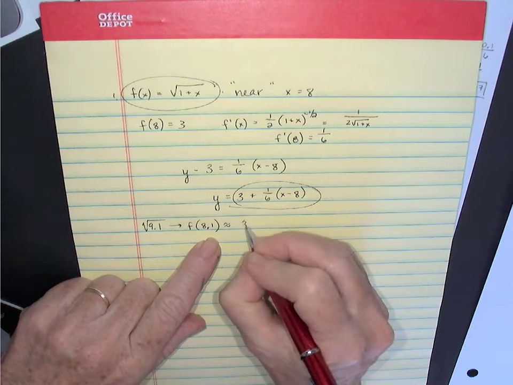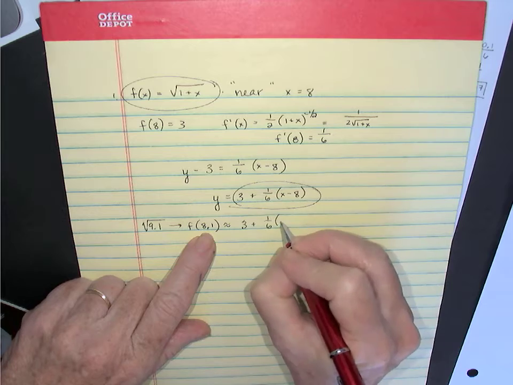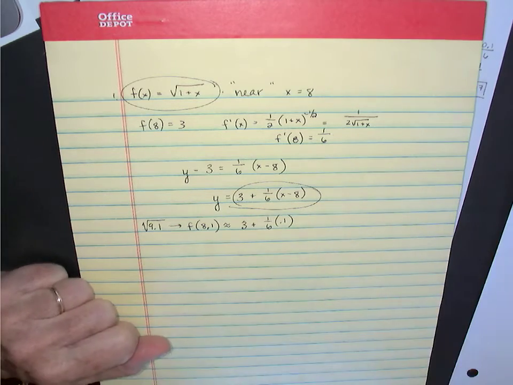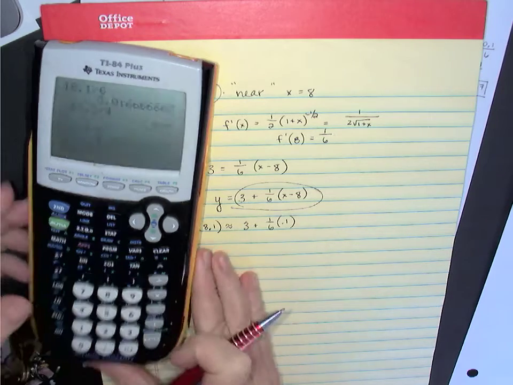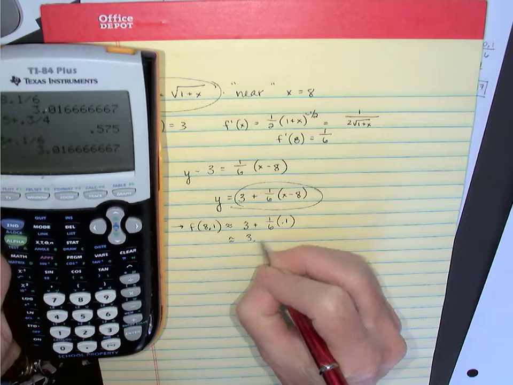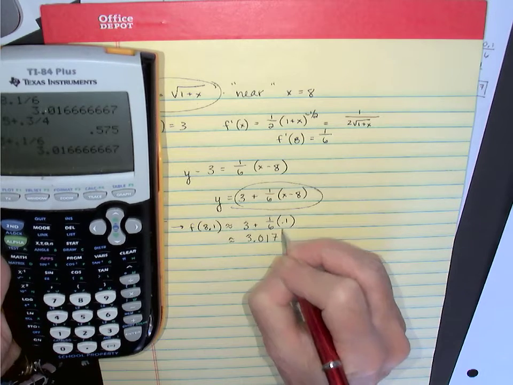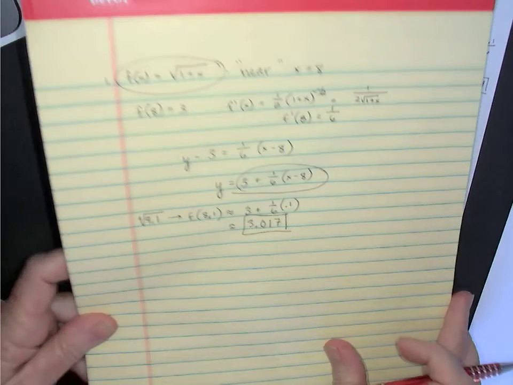So f of 8.1 is going to be approximately equal to this: 3 plus 1/6, and if x is 8.1, x minus 8 is 0.1. So that's just going to give us 3 plus 0.1 divided by 6, so f of 8.1 is approximately 3.017.